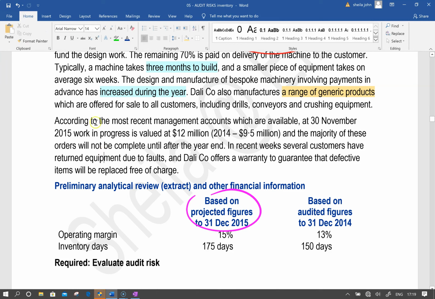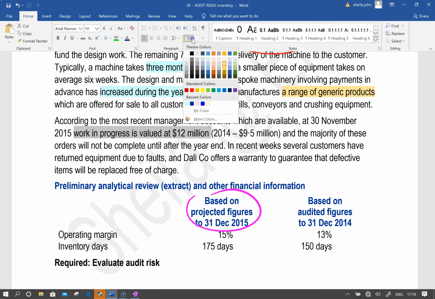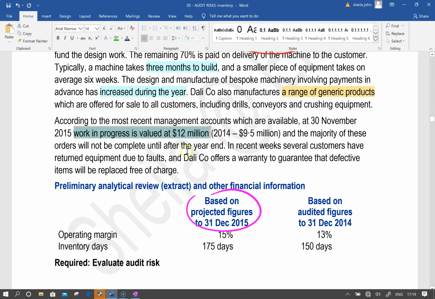According to the most recent management accounts, which are available at 30th November, WIP is valued at 12 million. So you can calculate materiality for that. And the majority of these orders will not be complete until after the year end, which means that WIP is going to be pretty huge. In recent weeks, several customers have returned equipment due to faults, and Dali offers a warranty to guarantee that defective items will be replaced free of charge. So items have been returned.